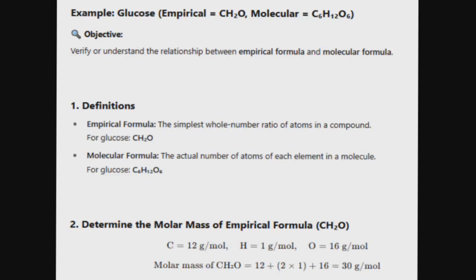So first of all, the empirical formula is the simplest whole number ratio of atoms in a compound. For example, for glucose, the empirical formula is CH2O. Then the molecular formula is the actual number of atoms of each element.